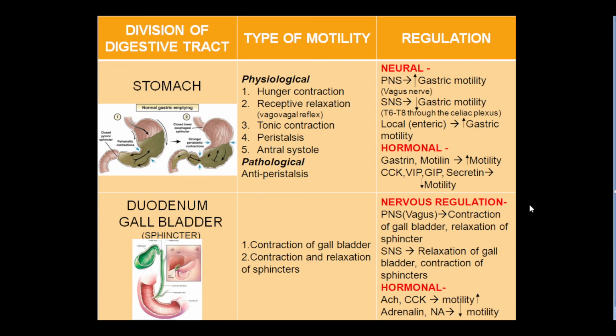Regulation will be the same, nervous and humoral. Under nervous, you have parasympathetic, which will cause contractions of the wall and relaxation of the sphincter. Sympathetic does the opposite. For the humoral control, the most powerful substance which increases the force of contractions and relaxes the sphincter is CCK, which is cholecystokinin.